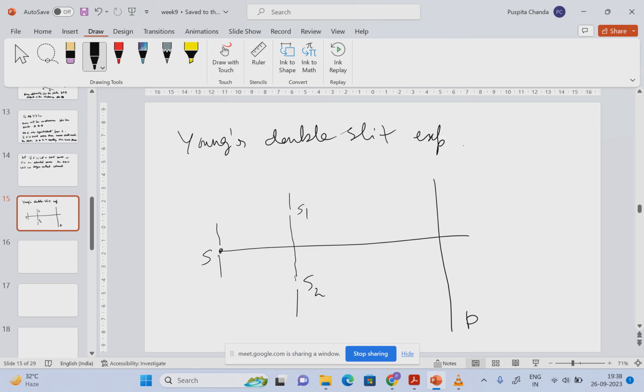So now we consider the interference pattern observed around the point P at a time t is due to the superposition of waves emanating from S1 and S2 at times t minus R1 by c and t minus R2 by c respectively, where R1 and R2 are the distances S1P and S2P. This is R1, this is R2.